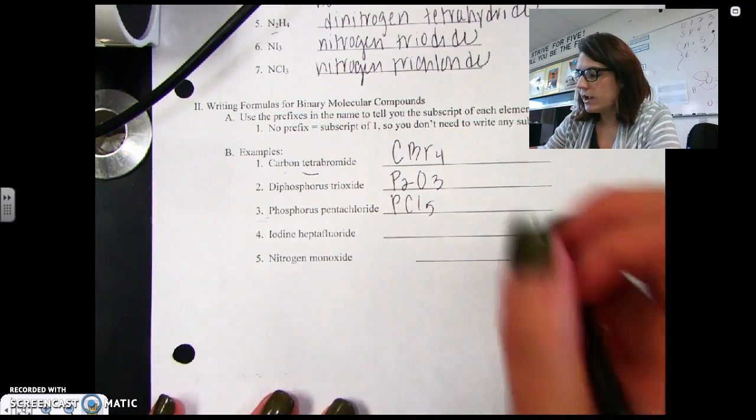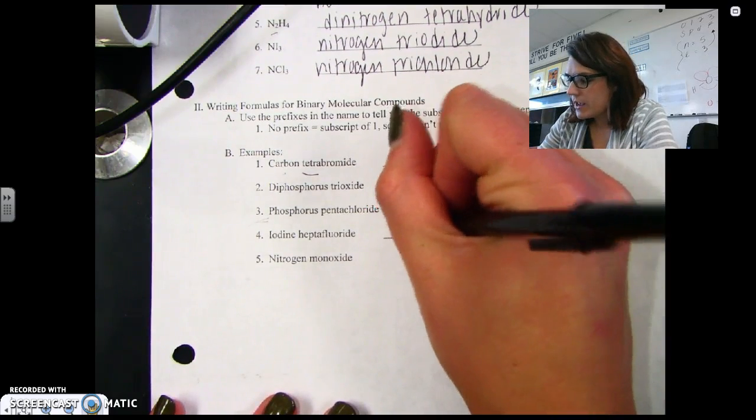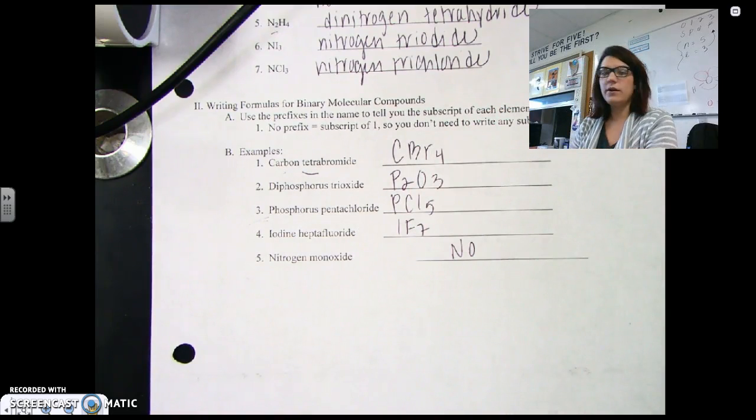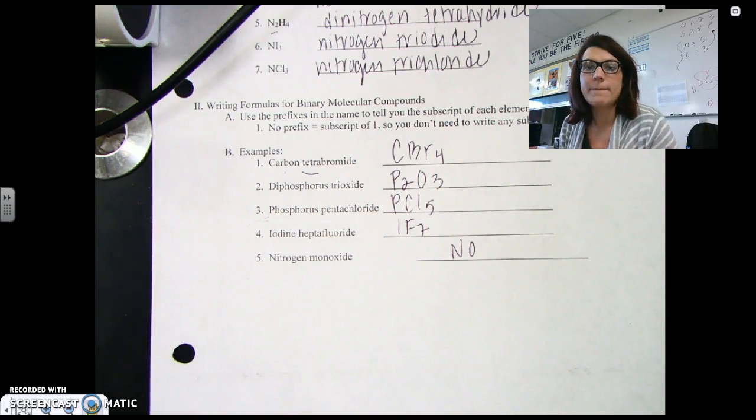Iodine heptafluoride, so it would be IF7, and then my last one is just NO because I have nitrogen monoxide, which just means 1.